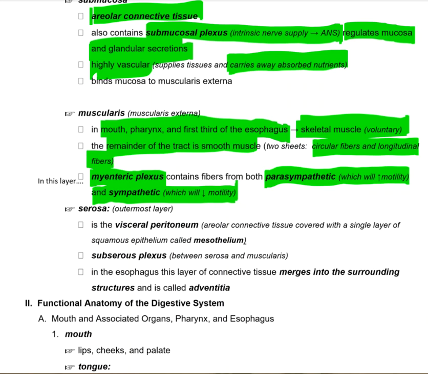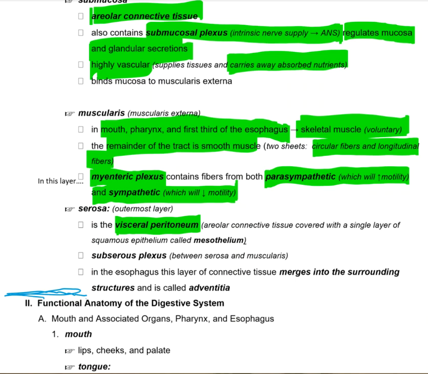The last thing we're going to talk about today, we're going to stop right here and do functional anatomy next time, is the serosa. Serosa is the outermost layer. This is the visceral peritoneum, right? This is the layer on the outside of the organs. So that's good to remember that now we're on the visceral peritoneum. And there is a plexus here as well. But I'm not as worried about it because it's not as important of a plexus as the other ones.